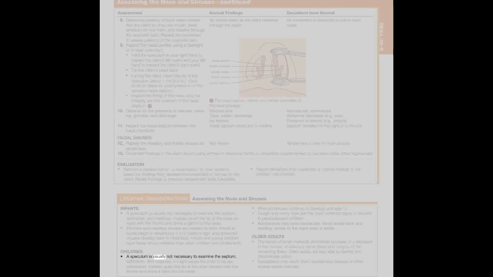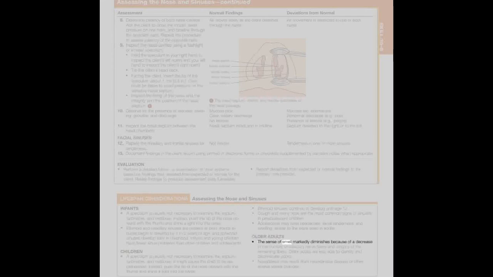Children: a speculum is usually not necessary to examine the septum, turbinates, and vestibule. It might cause the child to be apprehensive. Instead, push the tip of the nose upward with the thumb, and shine a light into the nares. Ethmoid sinuses continue to develop until age 12. Cough and runny nose are the most common signs of sinusitis in preadolescent children. Adolescents may have headaches, facial tenderness, and swelling, similar to the signs seen in adults.